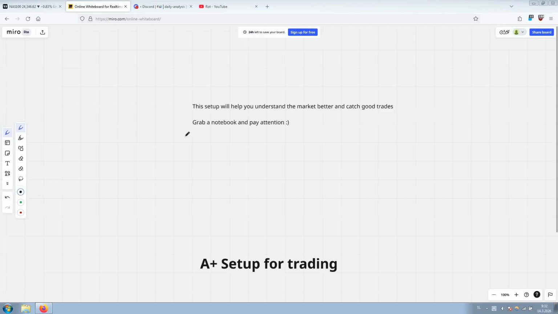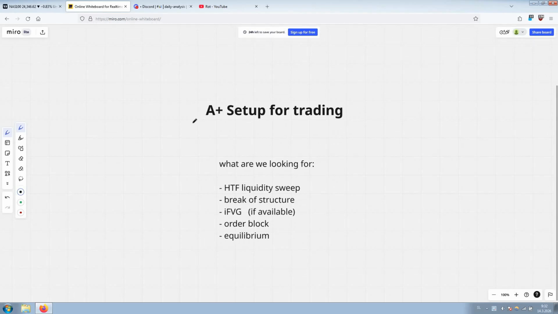Okay, so I'm gonna show you a setup that is going to help you understand the market better and also allow you to catch amazing trades. So grab a notebook and pay attention because I'm gonna show you an A+ setup for trading that I use every single day when I trade, even on the weekends when I'm trading crypto.